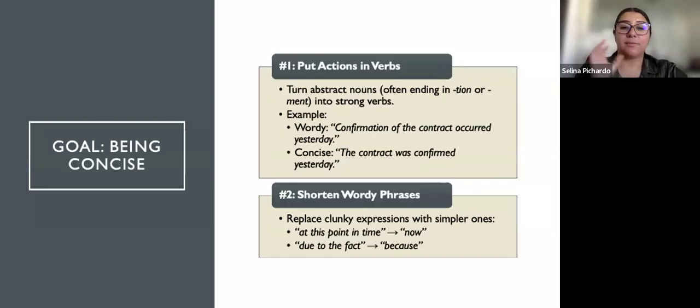You want to shorten wordy phrases. For example, "at this point in time" equals "now," essentially. "Due to the fact that" can be "because of." So try to watch out for this. You never want to add too many clunky, wordy phrases, and you want to try to simplify that. You're not getting rid of the point you're trying to get across, you're just editing.